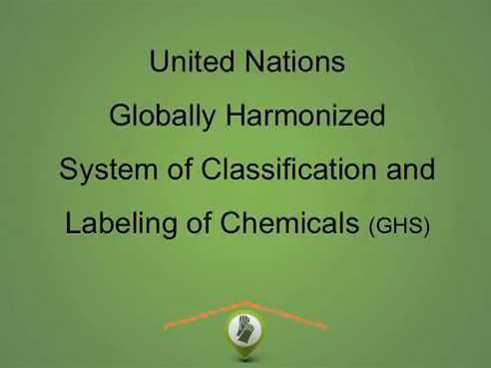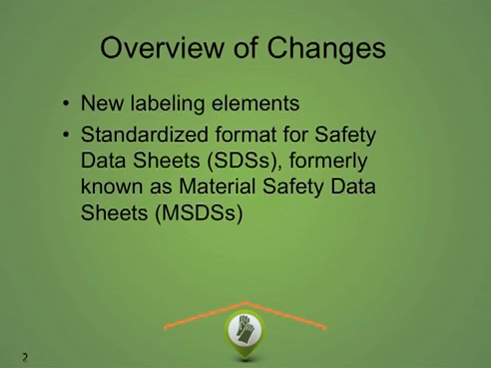Well, hello. I'd like to take a second to talk to you about OSHA. Why? Because OSHA has revised its hazard communication standard to align with the United Nations globally harmonized system of classification and labeling of chemicals, also known as GHS. Two significant changes contained in the revised standard require the use of new labeling elements and a standardized format for safety data sheets, formerly known as Material Safety Data Sheets, or MSDS.